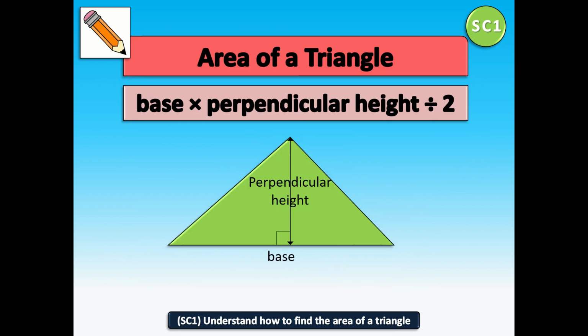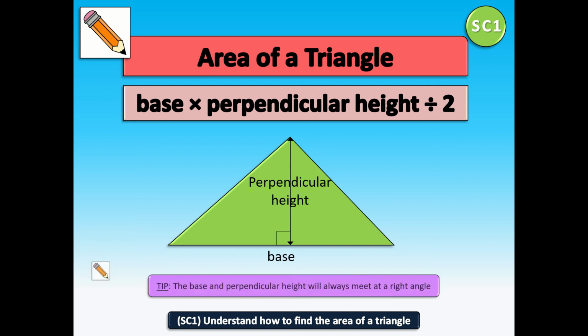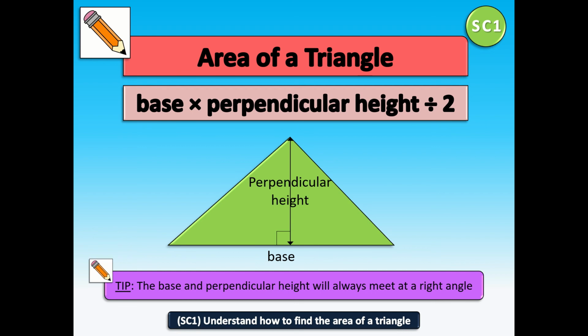So the area of a triangle is the base times by the perpendicular height divided by 2. And the base will always meet the height at a right angle, and that's why we call it the perpendicular height, because the perpendicular will always meet the base at a right angle.